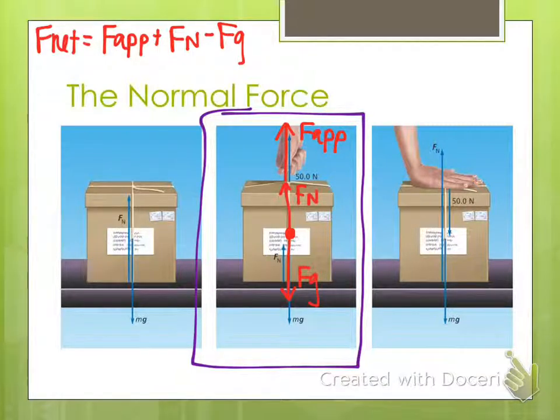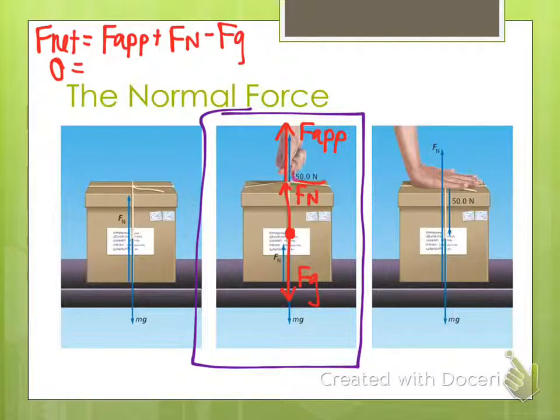Is it accelerating in the upward direction? No, it's not. We're attempting to lift it. It's not getting off the table. We're kind of taking some pressure off the normal force. Okay, so our overall net force has to be equal to what? 0. Good. Because our box is still at rest. It's not moving.